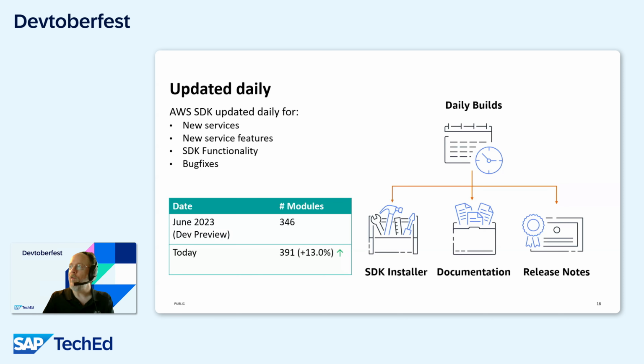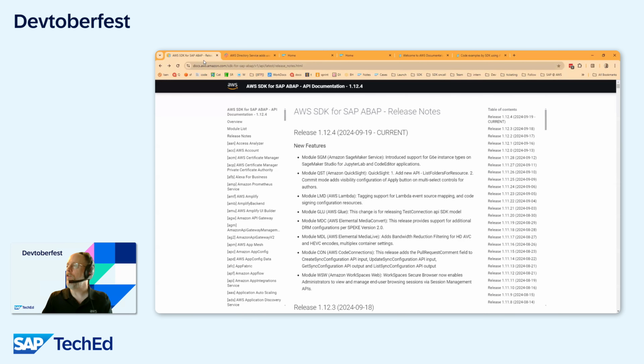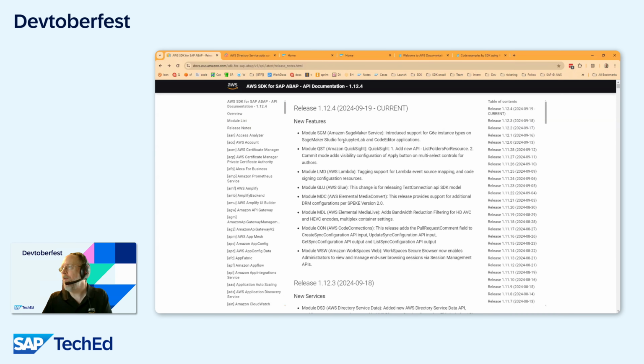And just to prove it, let's just go pop over to our release notes here. And on the day of this recording, we can see what happened yesterday, that we introduced, for example, for our QuickSight service, we added a new API, this list folders for resource.